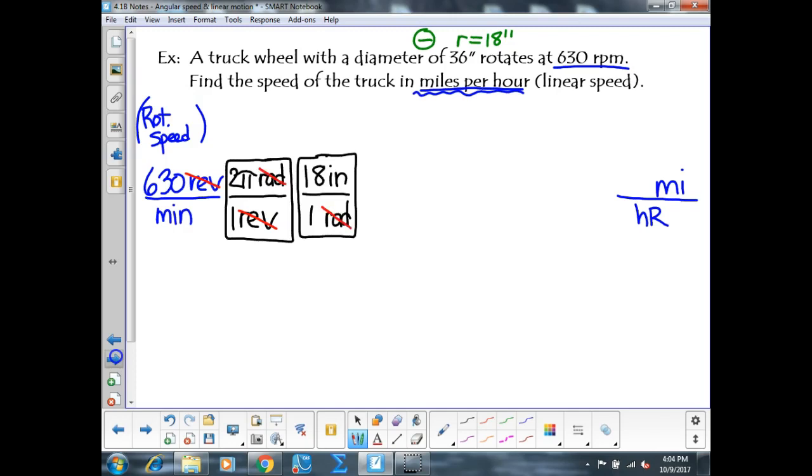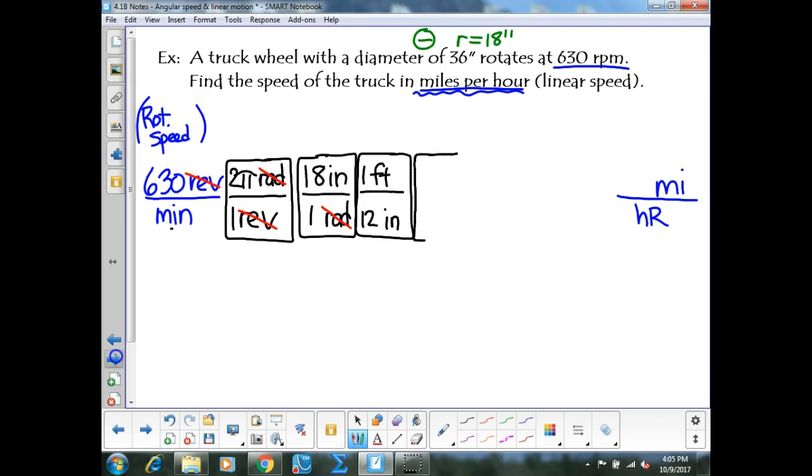Notice my radians cancel. And if I stopped right here, I would have the speed of my truck in inches per minute. But I don't want my answer in inches per minute. Now it's just a matter of unit conversions into miles an hour. So how about if we focus on the numerator right now? Let's get rid of inches. 12 inches are in 1 foot.